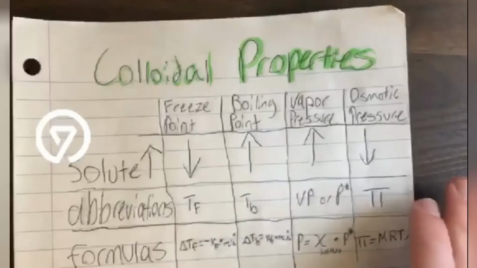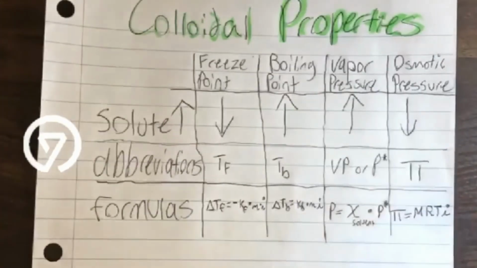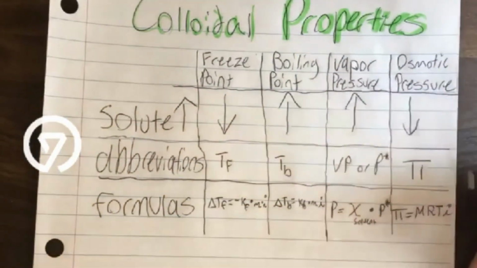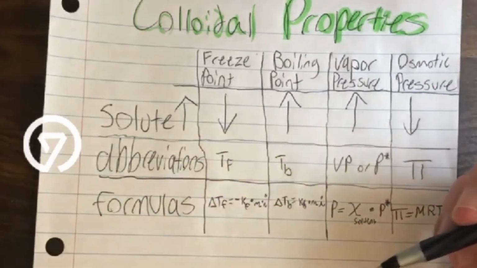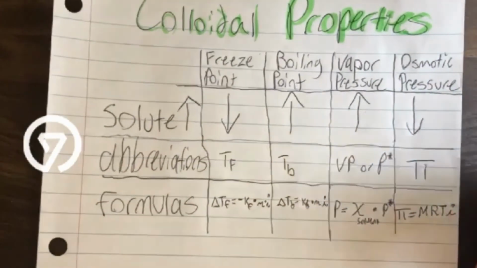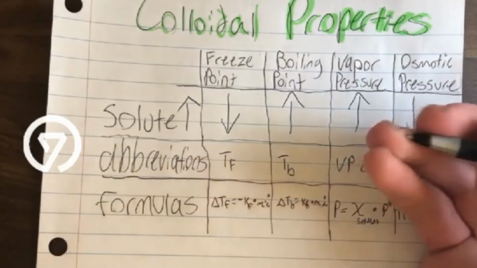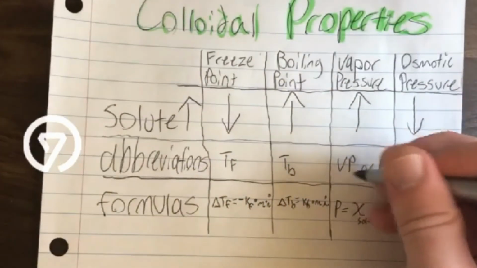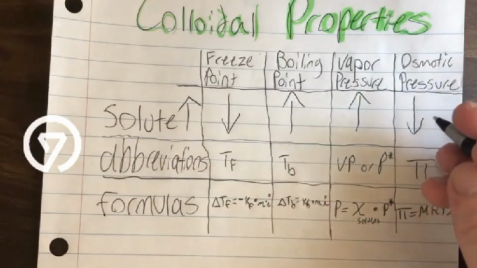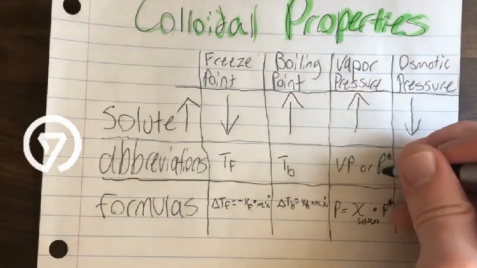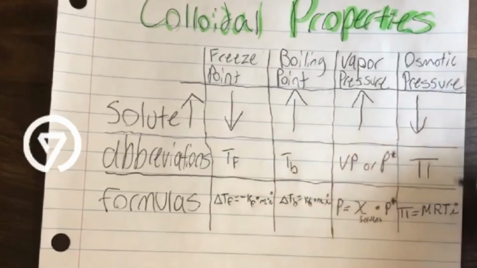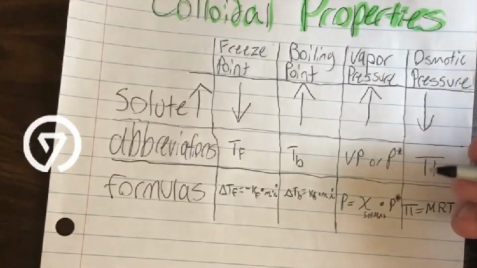So real quick, just a sort of review. I love tables, so quick table coming in. Whenever the solute goes up, freezing point goes down. Whenever solute goes up, boiling point goes up. Solute up, vapor pressure down. Solute up, osmotic pressure up. TF is for the temperature of the freezing point. TB, temperature of the boiling point. Vapor pressure is VP, and then for the solvent, it's going to be P with a star or naught sign, and then osmotic pressure is pi, or something that looks like it.